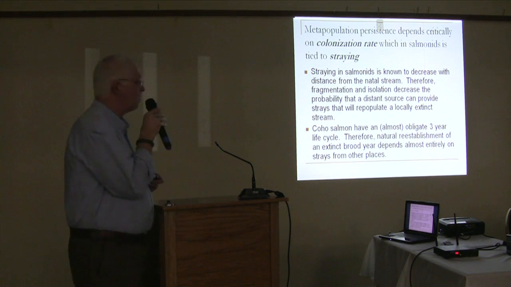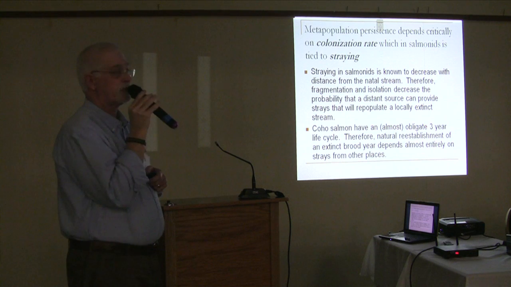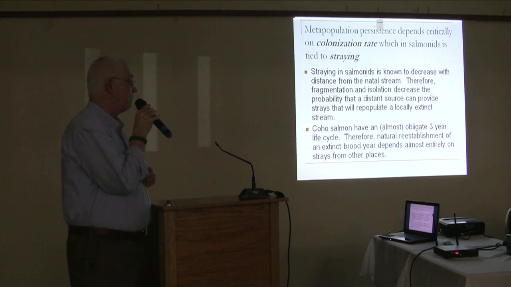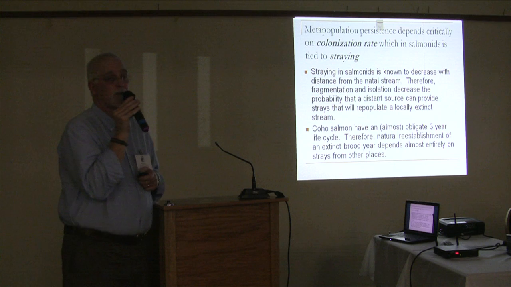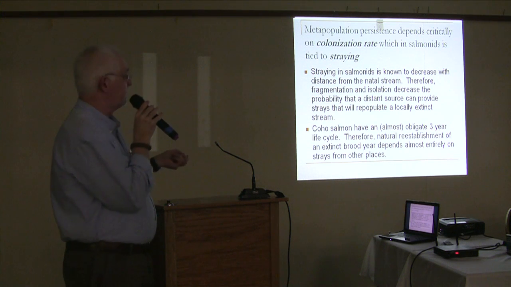Coho salmon have an almost obligate 3-year life cycle, and so natural reestablishment of an extinct brood year can depend entirely on strays from other places in some cases, and that causes more problems for coho.